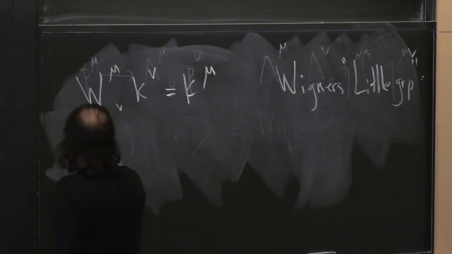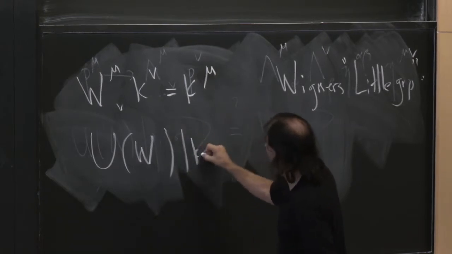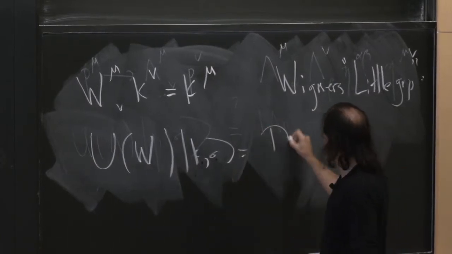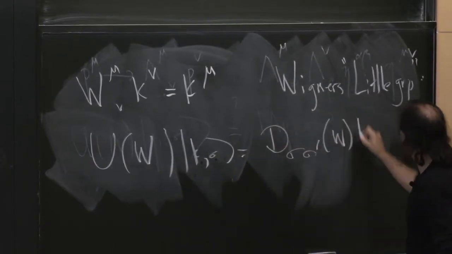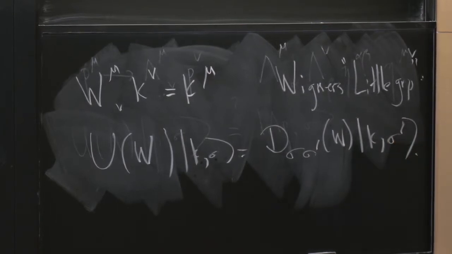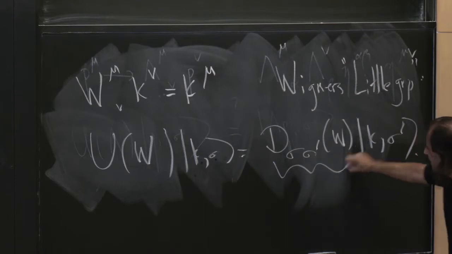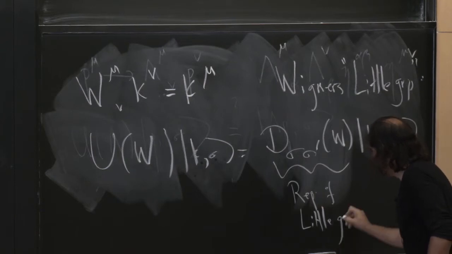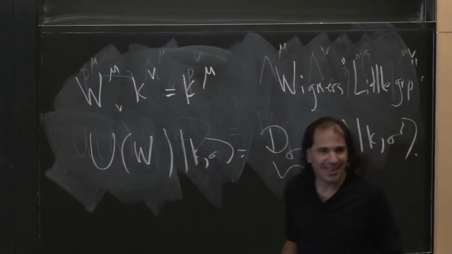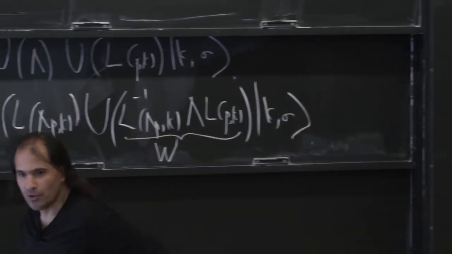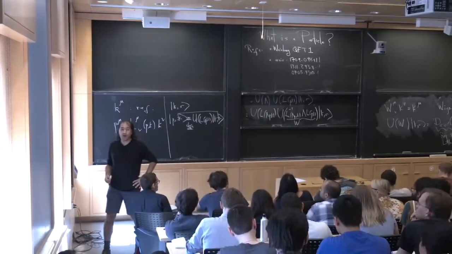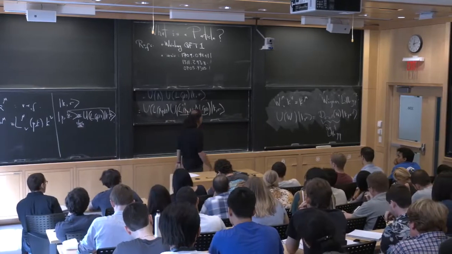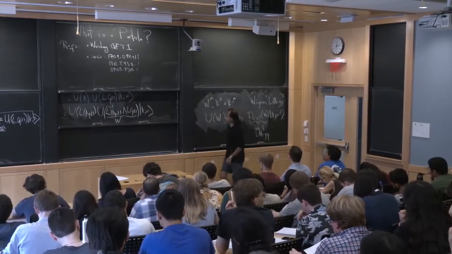And therefore, U of W, whatever it is, on k and sigma cannot change k. It can change sigma, but it can't change k. So this is going to be some D sigma sigma prime that might depend on W. It won't change k. It might change sigma prime. All right? And so this D is therefore a representation of the little group. So now we've gotten the answer to our question. What are these labels? The extra labels that we can associate with particles are representations of the little group. So we have to figure out what the representations of the little group are, which now depend on whether the particle is massive or massless.